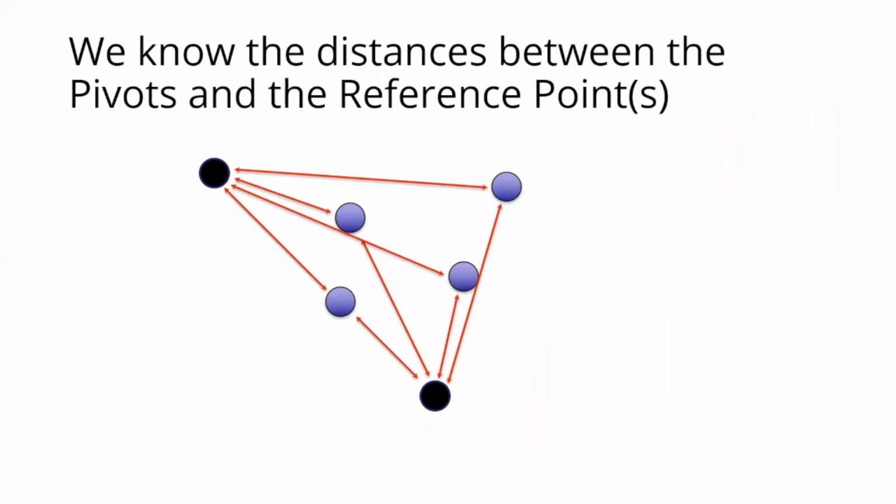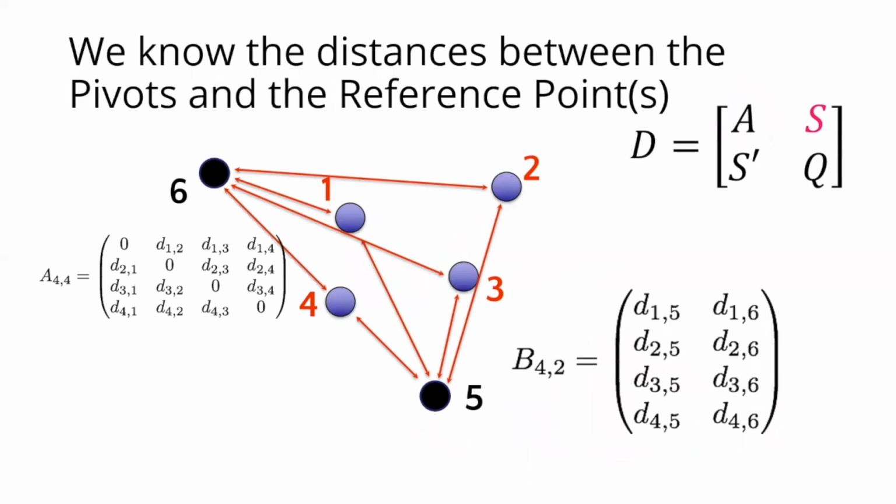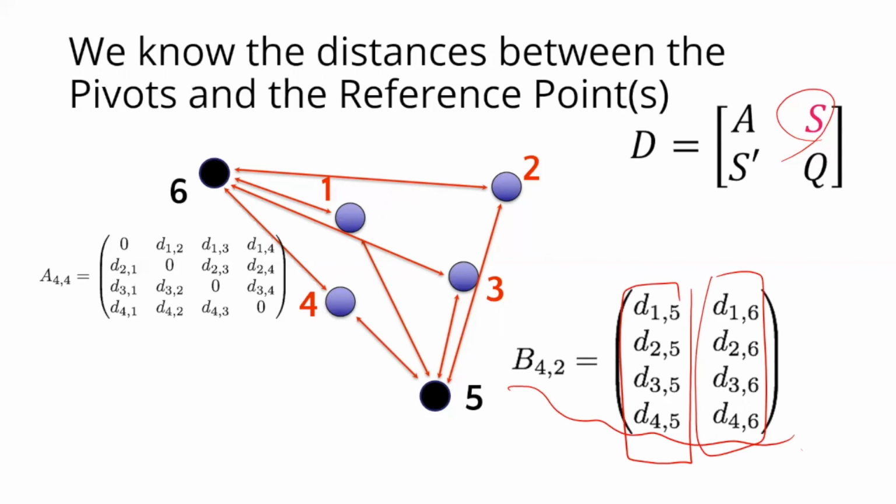After you compute the matrix A, you compute the distance from the pivots to the reference points. That's the latter part, which we're going to call B over here. B is a 4x2 matrix comprised of 2 vectors, each representing the distance from a reference point to all the pivots. So D15, D25, D35, D45 means the distance from the reference point 5 to all the others. D16, D26, D36, D46 means the distance from the reference point 6 to all 4 pivot points. And that's our matrix B.